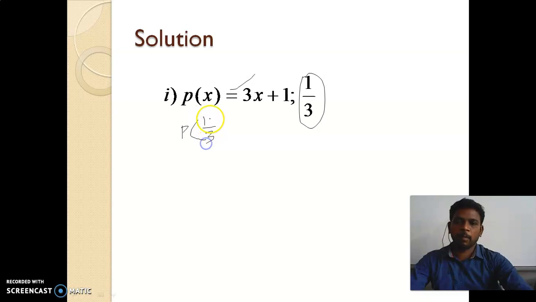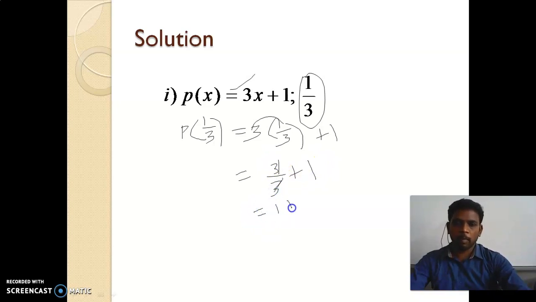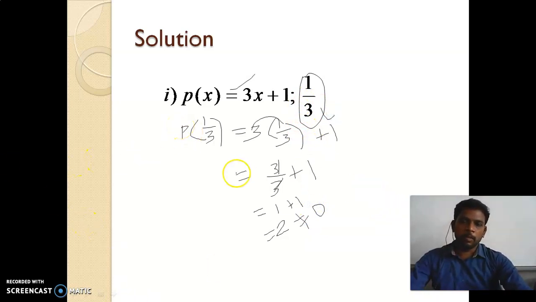Instead of x, 1 by 3, so equal to 3 into 1 by 3 plus 1. So 3 divided by 3 plus 1, right? Now these 3 and these 3 cancel each other. So 1 plus 1, not 0, because here we are dividing 3 by 3, so the answer is 1. So 1 plus 1 equal to 2. So here we got a non-zero value, which is not equal to 0. Therefore, what is the conclusion here? This 1 by 3 is not the 0 of the polynomial p of x, right? So just do it in your classwork by yourself.